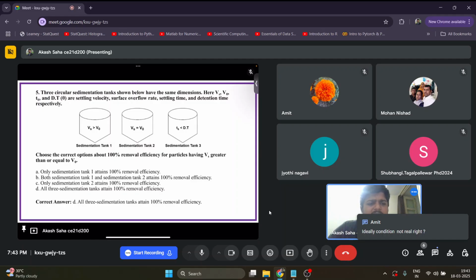No, what do you mean by real condition? See, in real condition, first of all, there will mostly be flocculent type of settling. Discrete type of settling will not happen. But in grit chambers, where you want only the sand or grit particles to settle down, there you can have it. So there, in real terms also, you will get 100% settling.